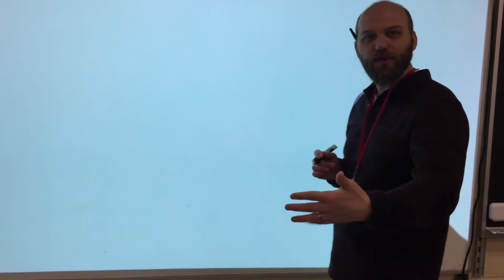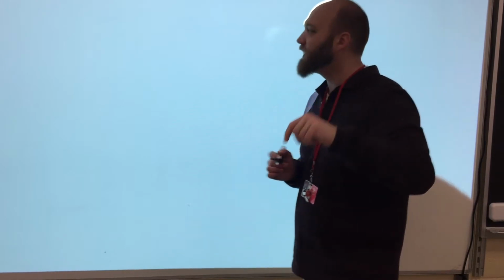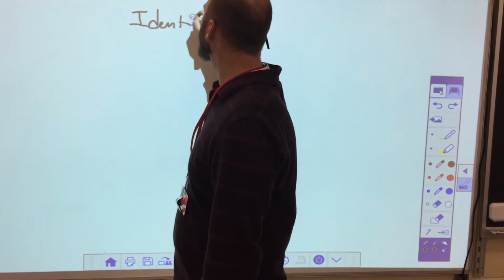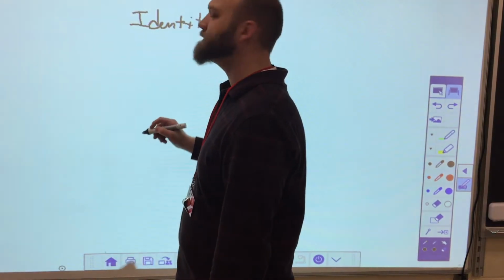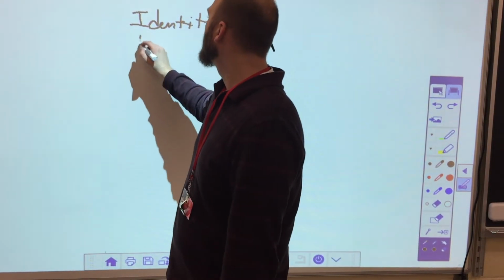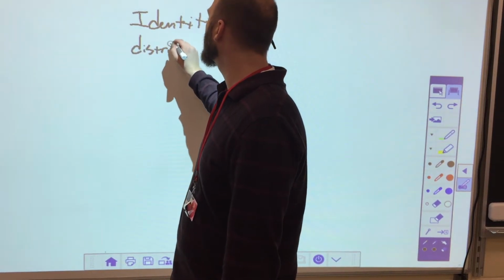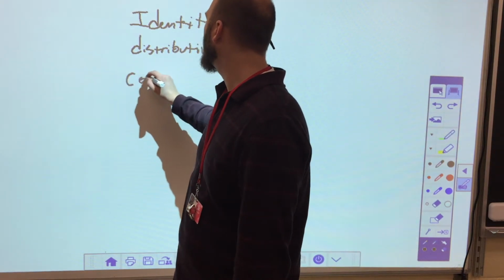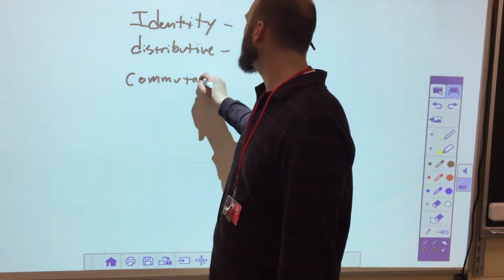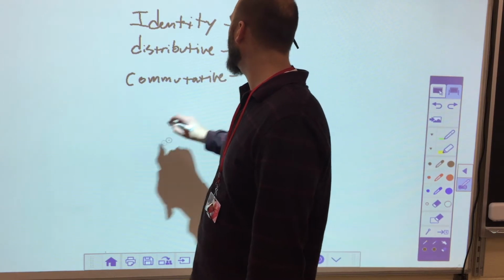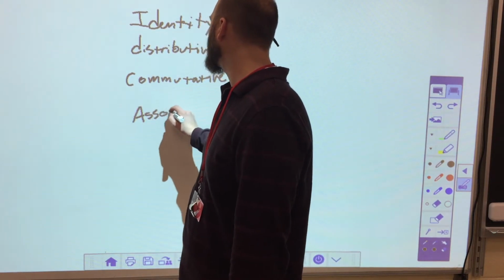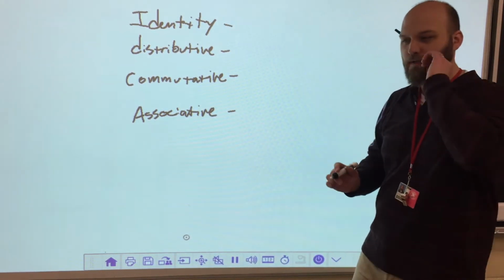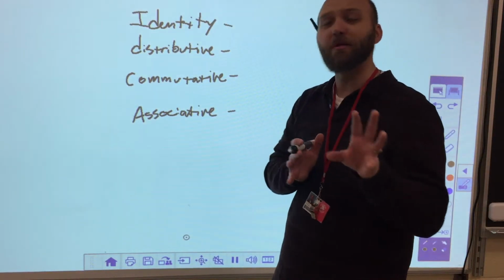How they're going to ask us to do that is essentially with four things. The first one being the identity property. We have the distributive property. We have the commutative property. And we have the associative properties. All right, let me try and make these a little bit easier for you.